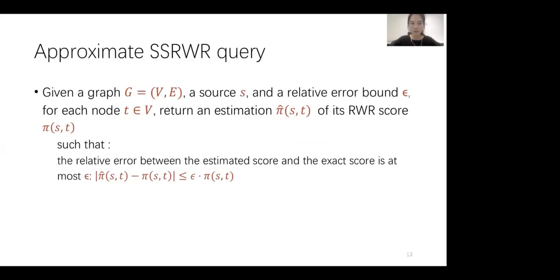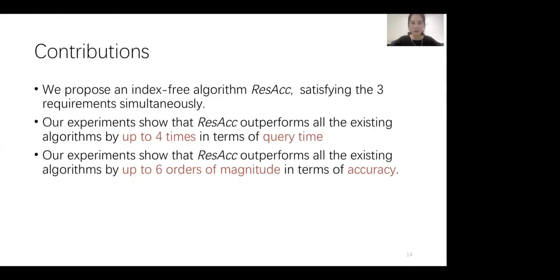Our paper has three contributions. We propose an index-free algorithm satisfying the three requirements as stated before. Besides, our method ResAcc is faster than all the existing methods by up to 4 times in terms of query time. Next, the result returned by our method achieves higher accuracy than all the existing methods by up to 6 orders of magnitude.